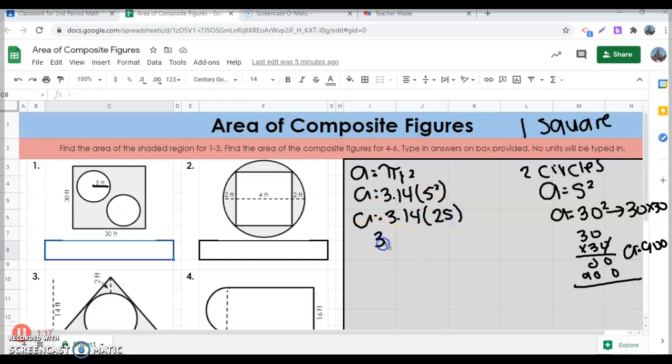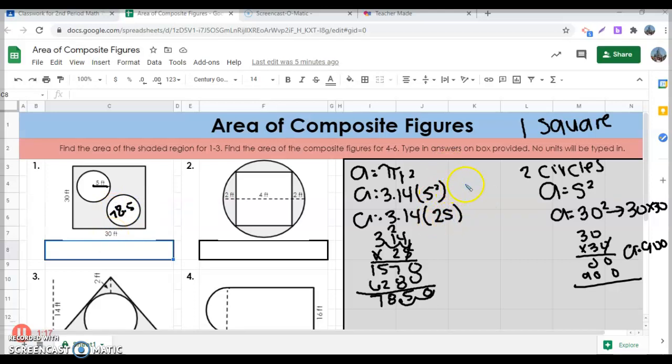Then I'm going to multiply 3.14 times 25. 5 times 4 gives me 20. 7, 15, 0, 8, 2, 6. I add that together. 15, 8, 7. And I move the decimal over twice. So the area of 1 circle is 78.5, but I have 2.